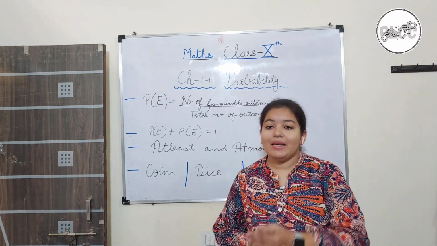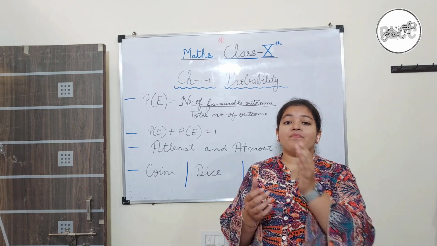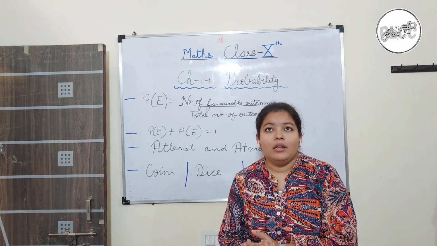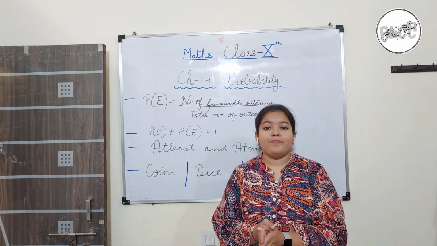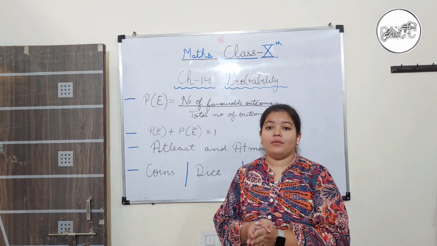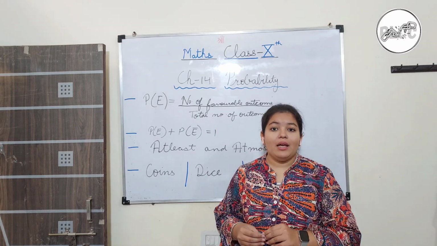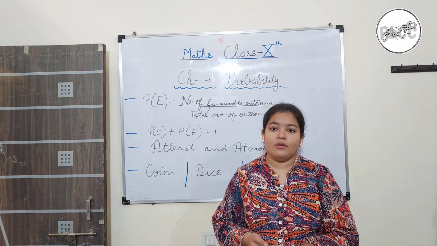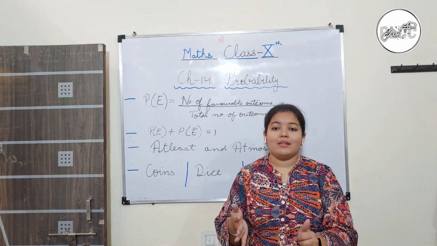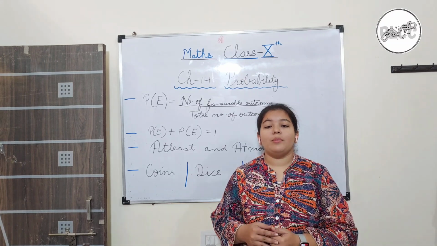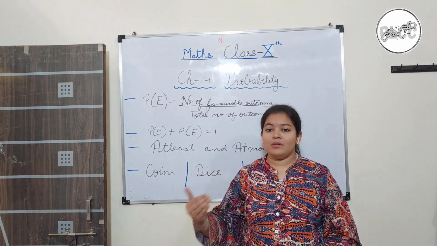Whose probability is 1. That means that event will surely come. Suppose the case is given: find the probability when we roll a die that the number will be less than 7. So 1, 2, 3, 4, 5 and 6. Every number is less than 7, so the probability will be 1. That is 6 upon 6, which will give you 1.